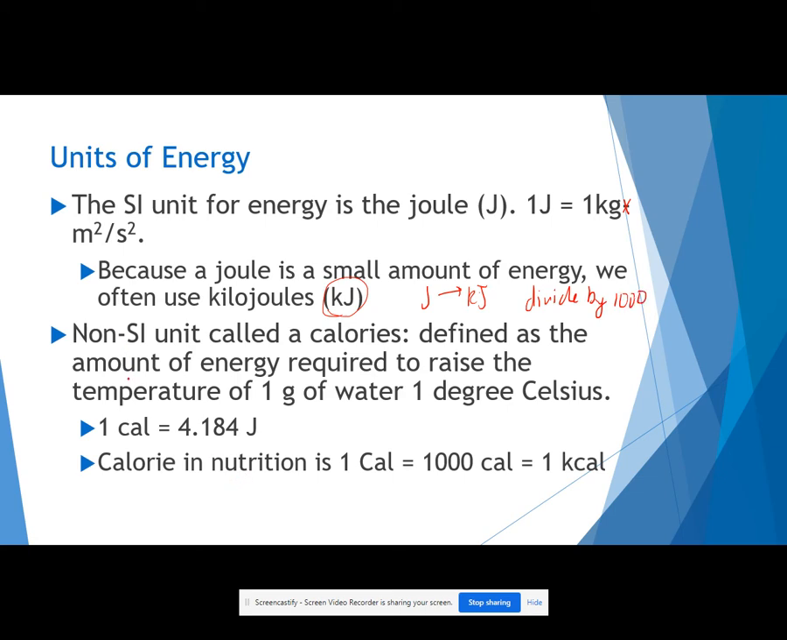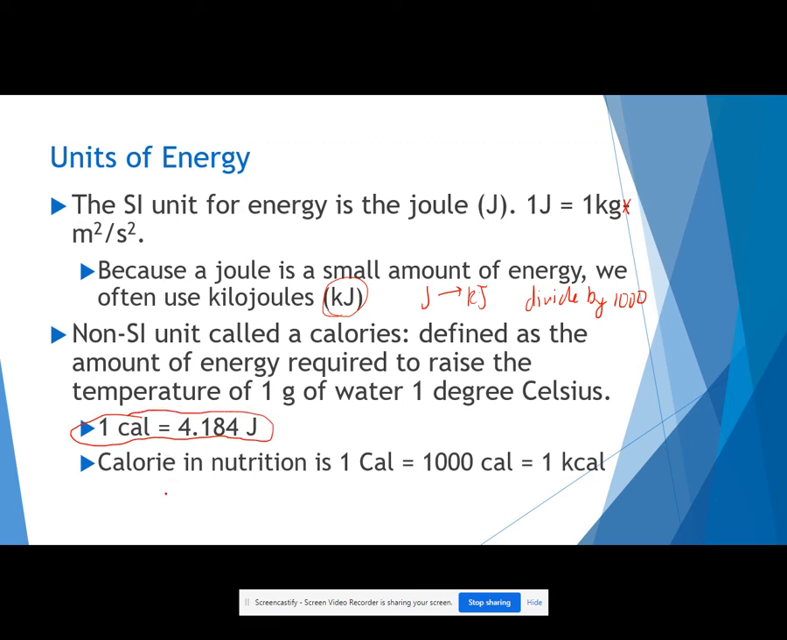There are other units that we use for energy, and the non-SI unit is known as a calorie. A calorie in your textbook is defined as the amount of energy needed to raise 1 gram of water up a whole 1 degree Celsius. And so here we have a conversion between calories and joules: 1 cal equals 4.184 joules.